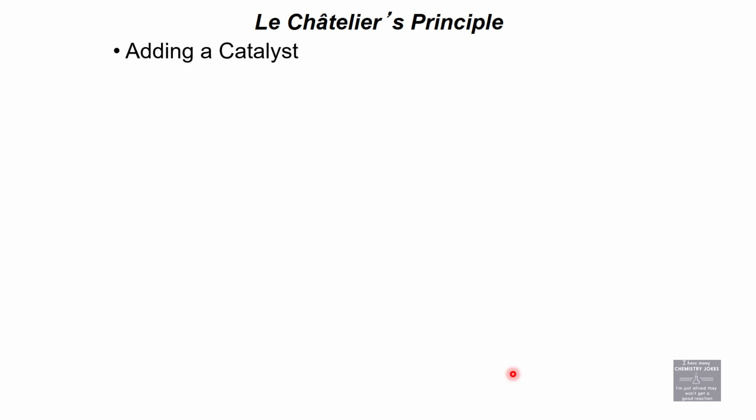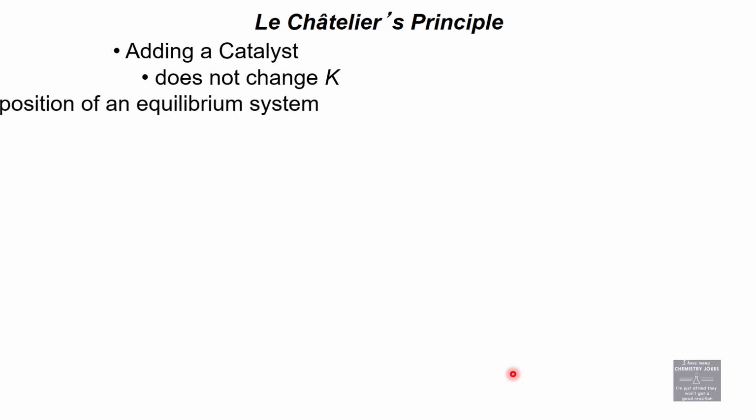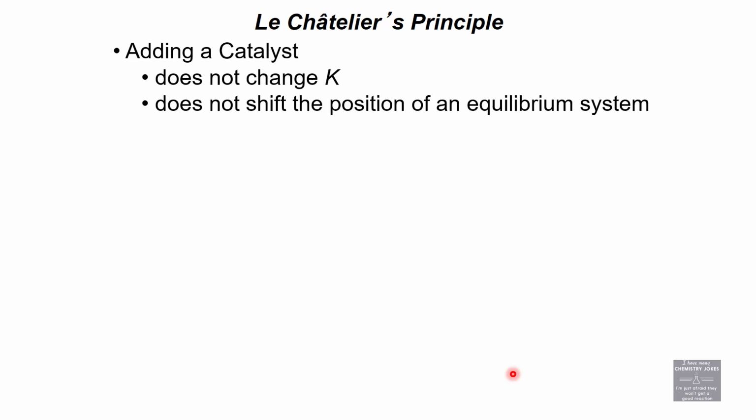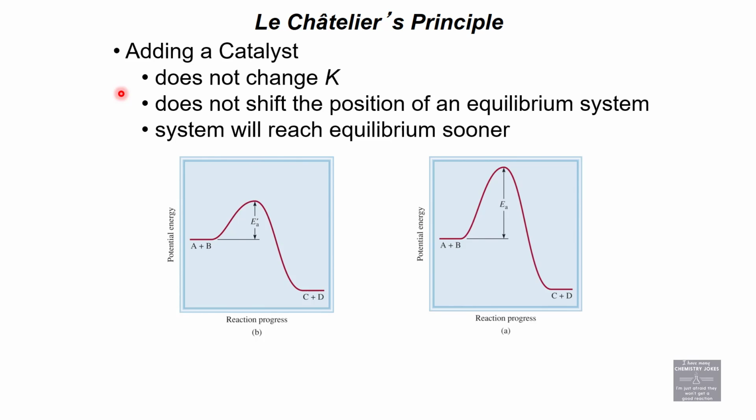Something else that could be considered a stress to a system, something to knock it out of equilibrium, is adding a catalyst. It does not change your K value. In fact, it does not shift the position of equilibrium whatsoever. So when you add a catalyst, it doesn't mean you're going to create more products. It doesn't mean you're going to create more reactants. It just means the reaction happens faster. You reach equilibrium faster.